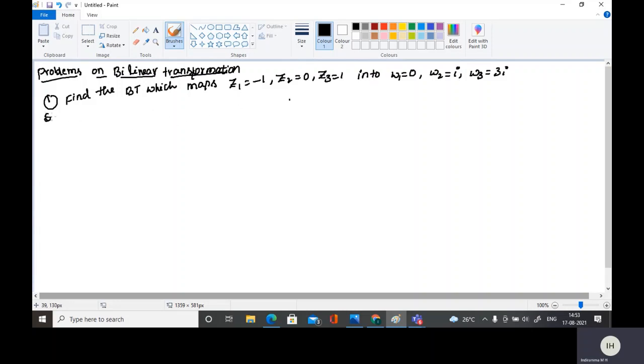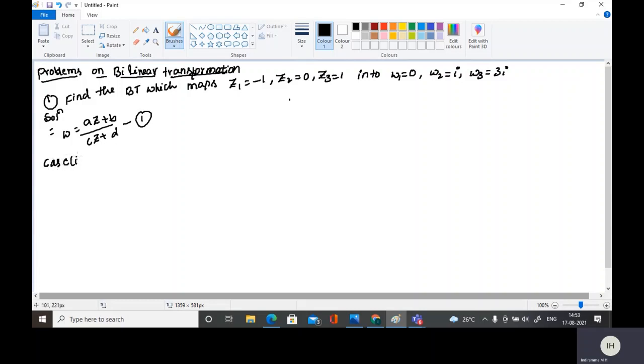Solution. We have to consider the bilinear transformation w is equal to (az plus b) by (cz plus d). So that is equation number 1. Next go for case 1.